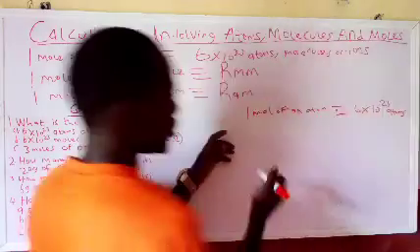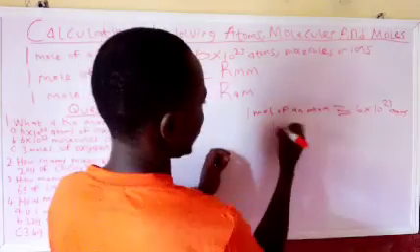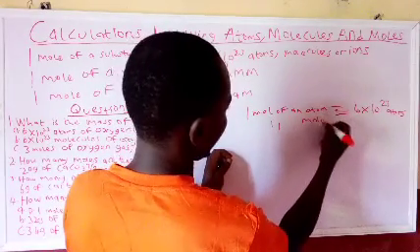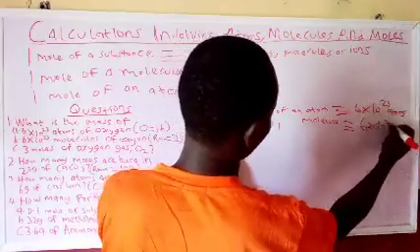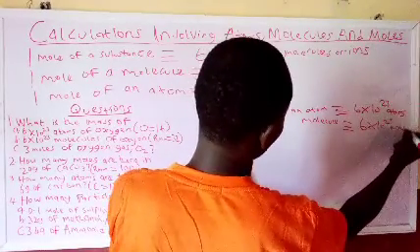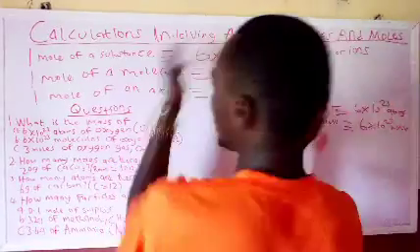So can you see? When it is a molecule, the same goes: 1 mole of a molecule is equivalent to 6 times 10 raised to power 23 molecules. So I think you can see it there. The same goes for it.